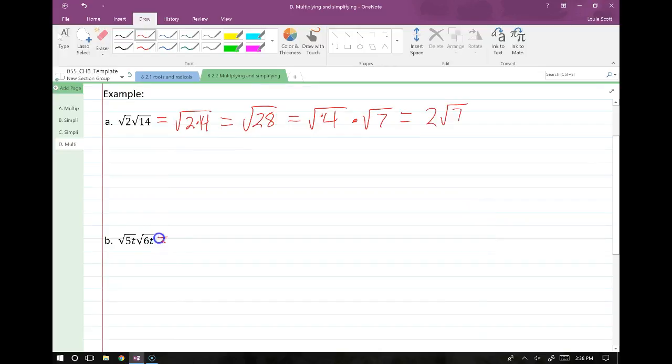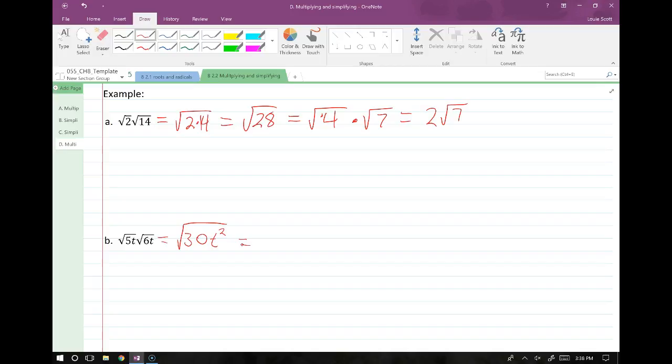All right, same thing with this guy. When we multiply this out, we have 5 times 6. That gives us 30. t times t gives us t squared. So now I'm going to go ahead and split up 30. 30 splits up into 5 and 6, or 3 times 10. No, there's no perfect square in 30.